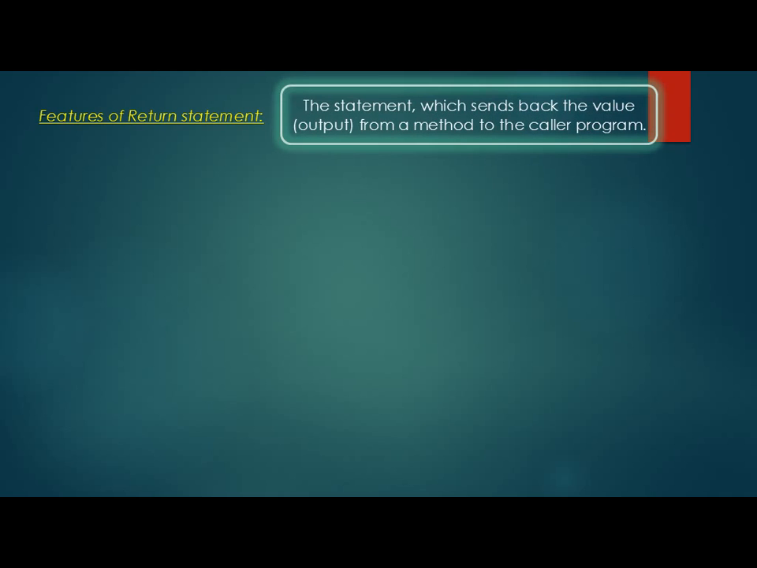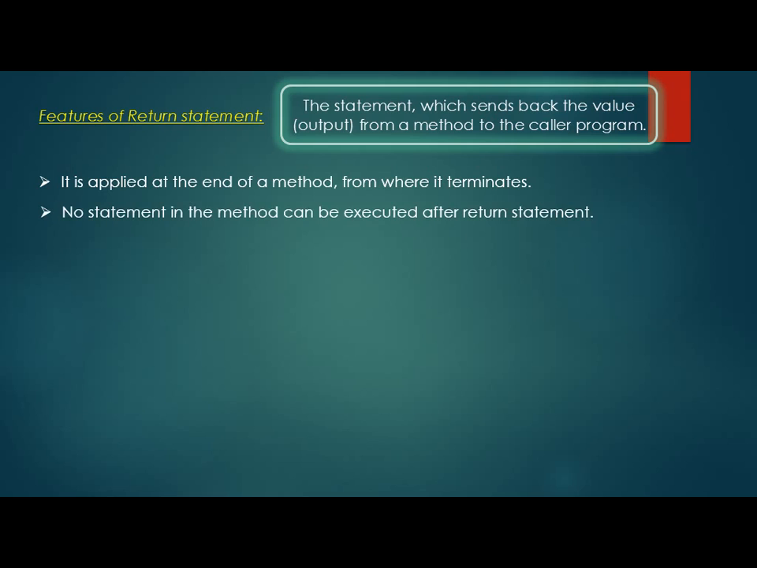Now features of a return statement. Before I start the features, let's see what a return statement is. It is the statement which sends back the value, that is the output, from a method to the caller program. So let's see the features. Number one, it is applied at the end of a method from where it terminates. Second, no statement in the method can be executed after a return statement.